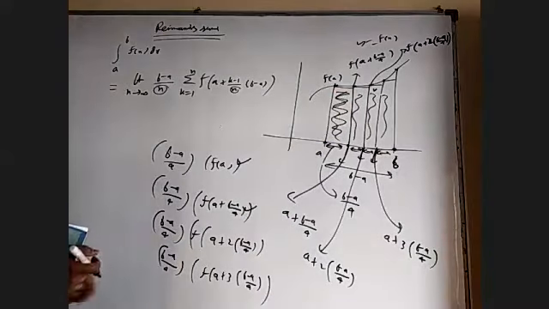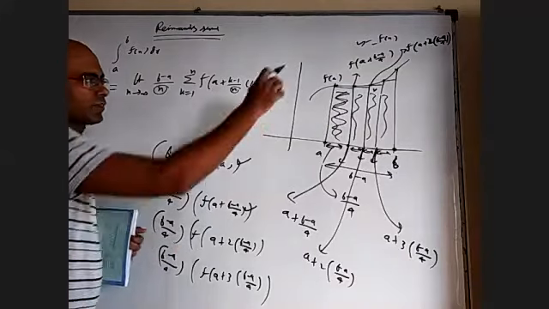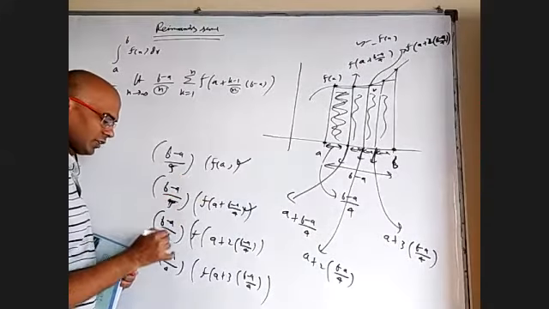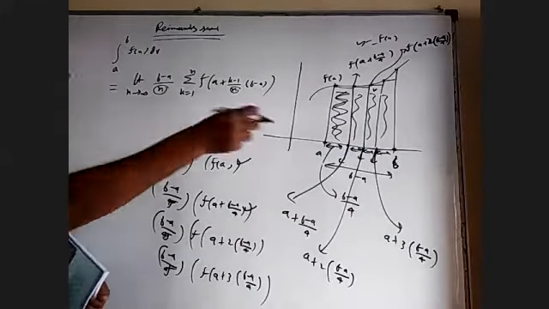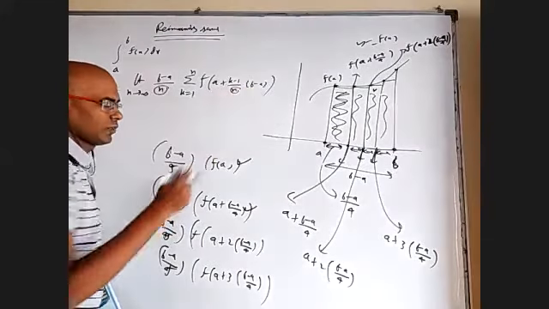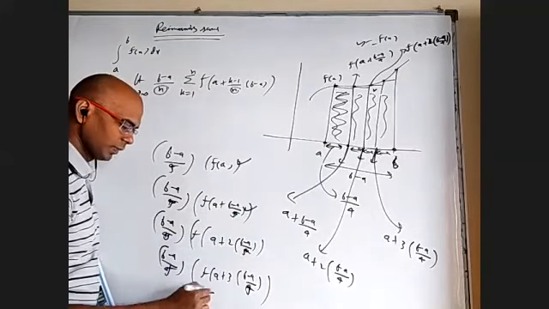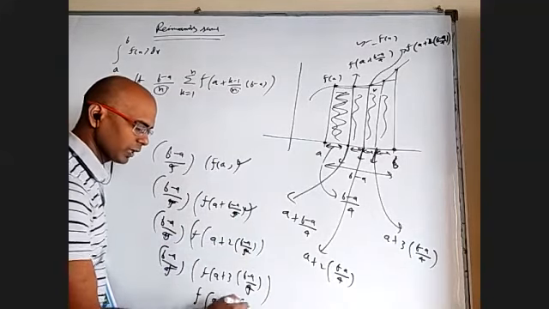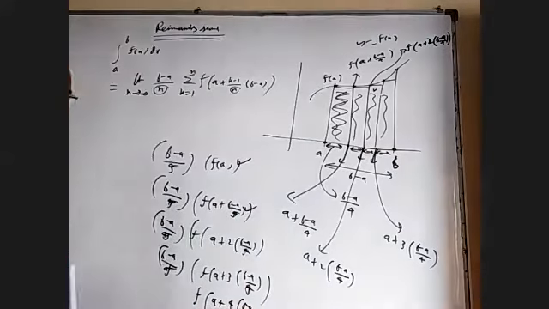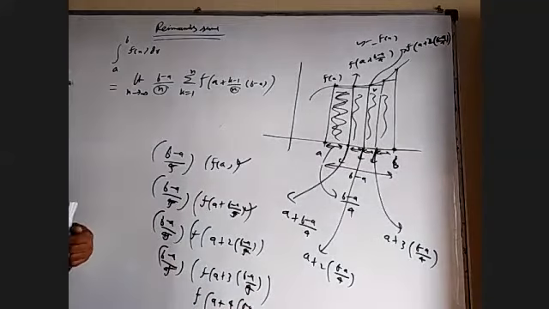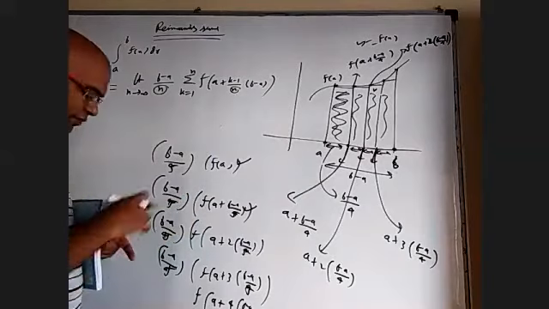This is when I took 4. When I take 5 strips, I'll get 5 things, and I'll be getting 5 here, 5 here, 5 here, all the widths of the rectangle. First height will be f of a, next will be this, next will be this, next will be this. One more strip will come where f of a plus 4 times (b minus a) by 5. So you're not able to see, but it's okay. Okay, that's how this is defined.